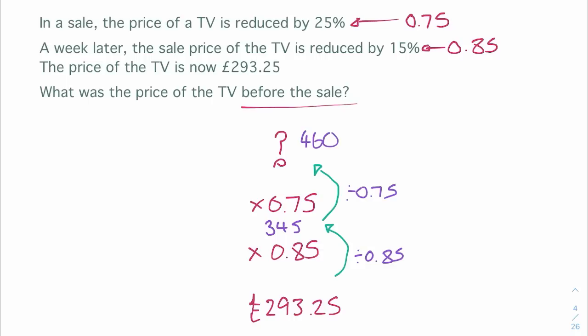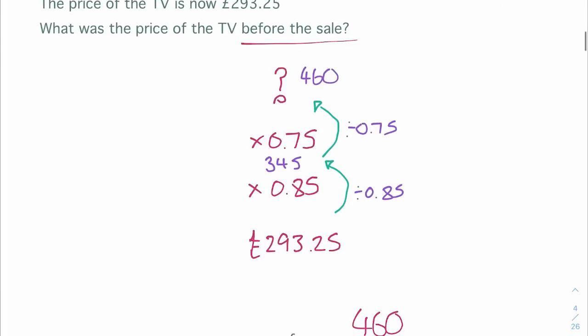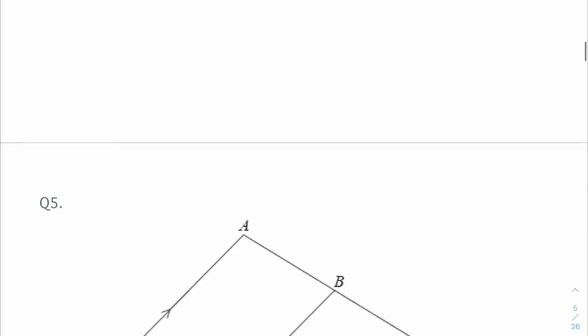Well, in that scenario, let's just label it scenario 2. If it had gone up by 25%, we would have timesed by 1.25. And if it had then gone up by 15%, we'd have timesed by 1.15. So we'd have just reversed that process in exactly the same way. We'd have divided by 1.15 and then divided by 1.25. That's obviously if it was going up in value, so not if it was a sale. There we go, just another idea if it was phrased slightly differently.